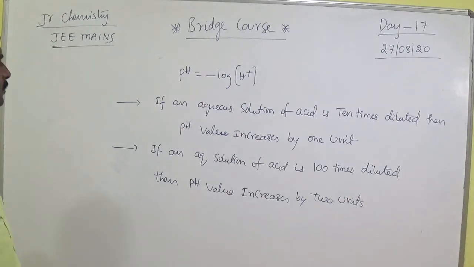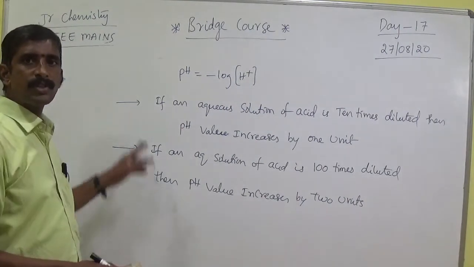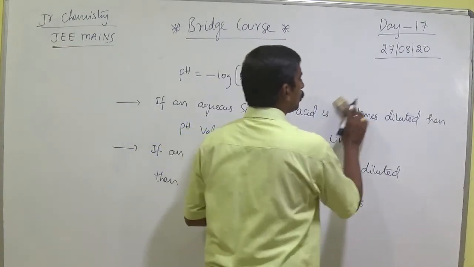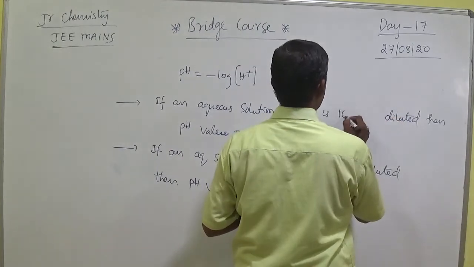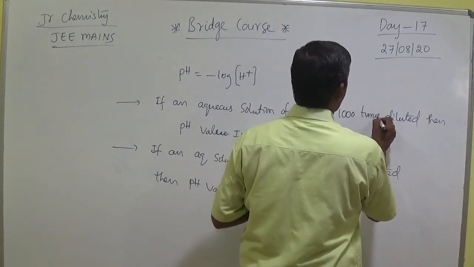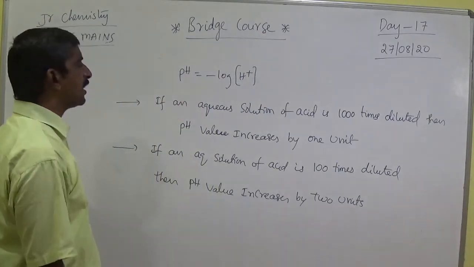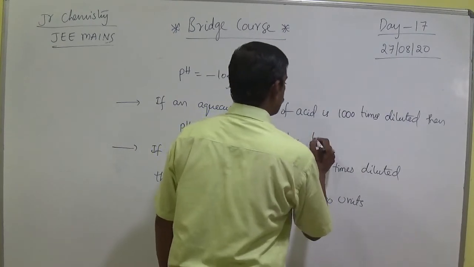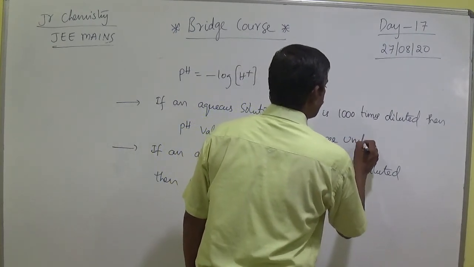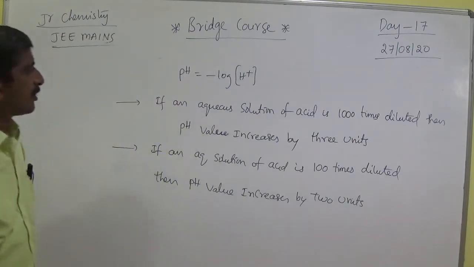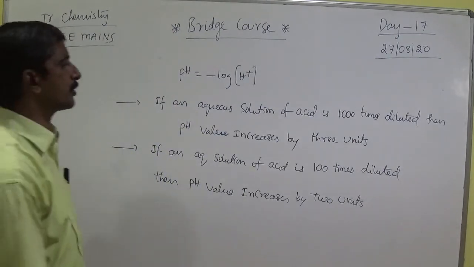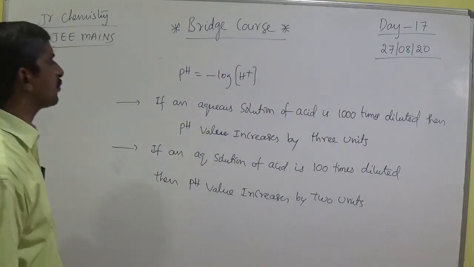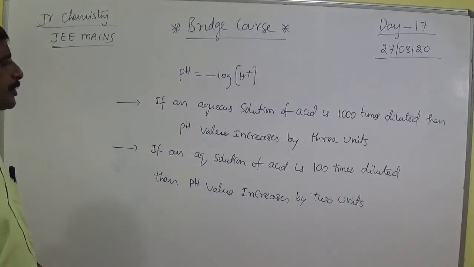And the third case: if an aqueous solution of acid is 1000 times diluted, then pH value increases by how many units? 3 units. So if an aqueous solution of acid is 1000 times diluted, then pH value increases by 3 units.